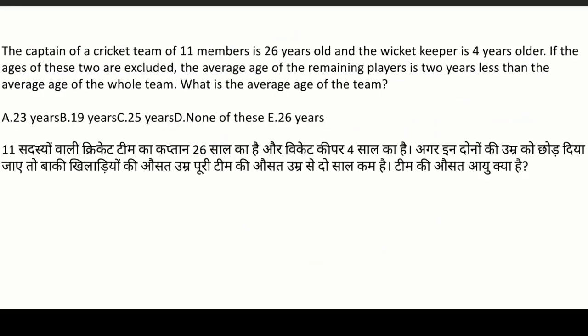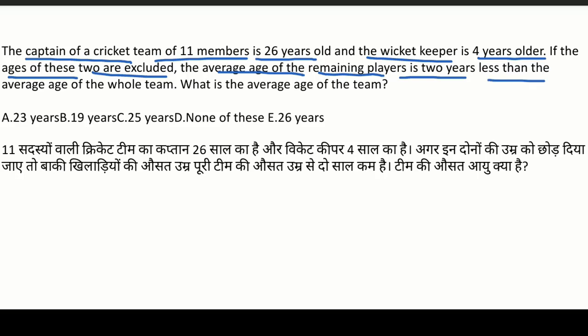The captain of a cricket team of 11 members is 26 years old and the wicket keeper is 4 years older. If the ages of these two are excluded, the average age of the remaining players is 2 years less than the average age of the whole team. What is the average age of the team? Okay, so suppose the average age of the whole team is X.